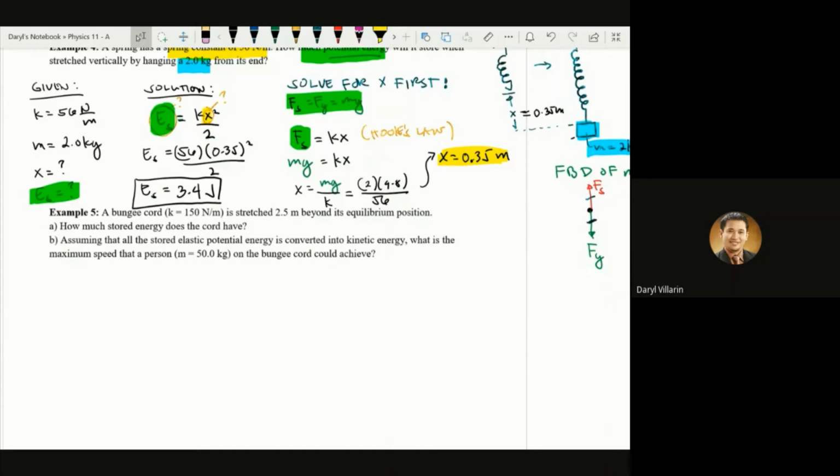For letter A, how much energy is stored in the cord? And then assuming that all stored elastic potential energy is converted to kinetic energy, what is the maximum speed of a person of 50 kilograms, so that means that there must be a recoil.